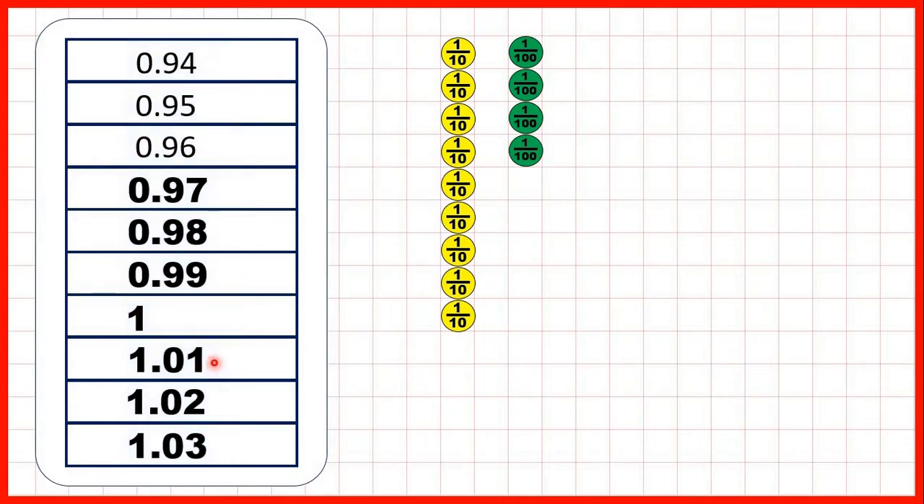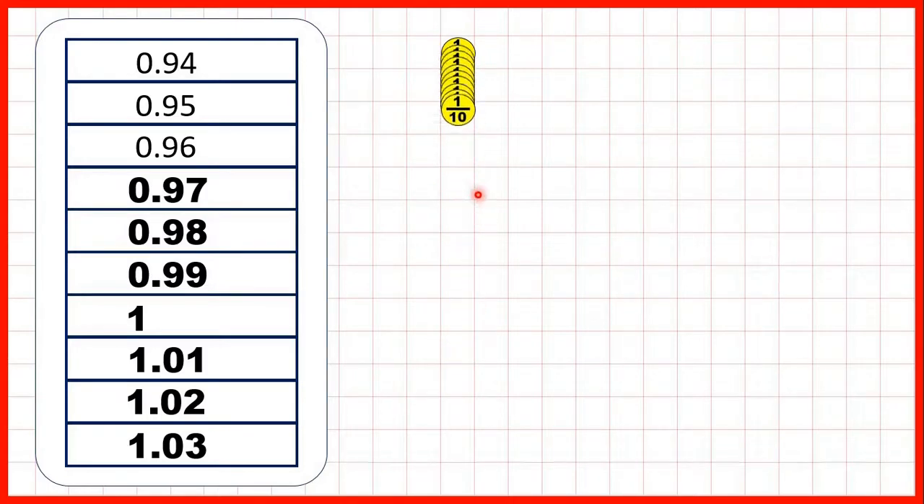And let's see why we get that. So to start with, we had 0.94, so 9/10ths and 4/100ths. Then we were counting in hundredths. But when we got to 10/100ths, we could exchange those 10/100ths for 1/10. And then, if we put our tenths together, you can see that we now have 10/10ths. So we can exchange those 10/10ths for 1 whole. And that's why we get 1. And then we just kept on adding hundredths until 1.03.